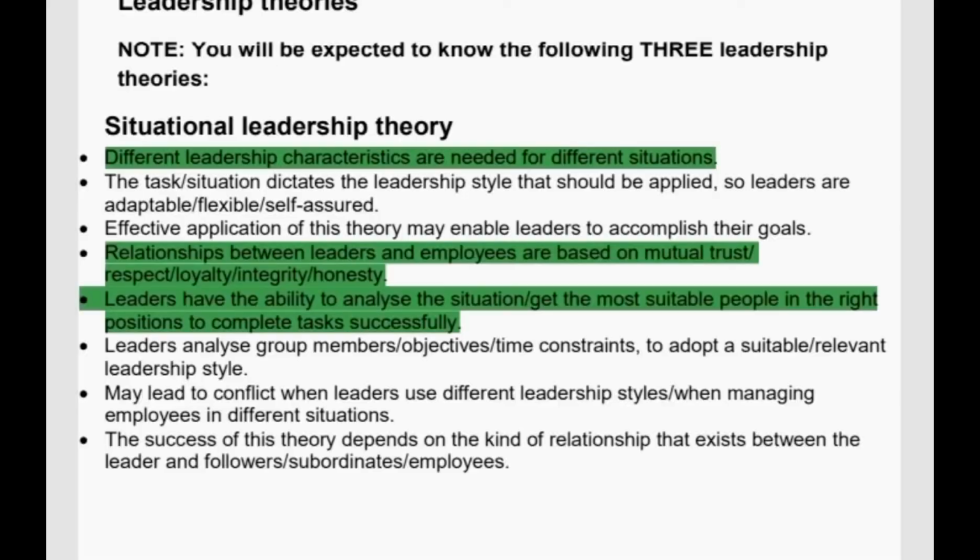Then number 2, relationship between leaders and employees are based on mutual trust, respect, or honesty, whereby before appointing that employee as the management or the leadership, we must trust that the employee is going to be able to change the situation or bring the situation where we want it. This one does not have a negative impact and positive impact, but I am just explaining them for you.